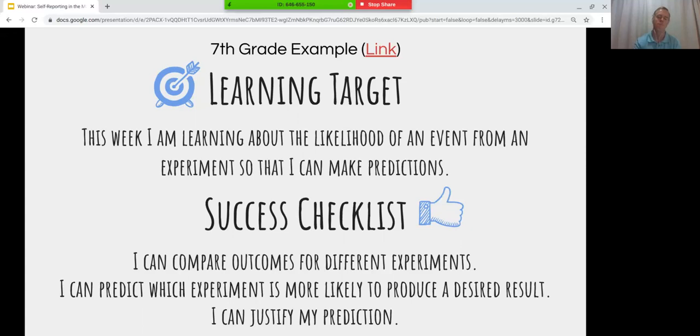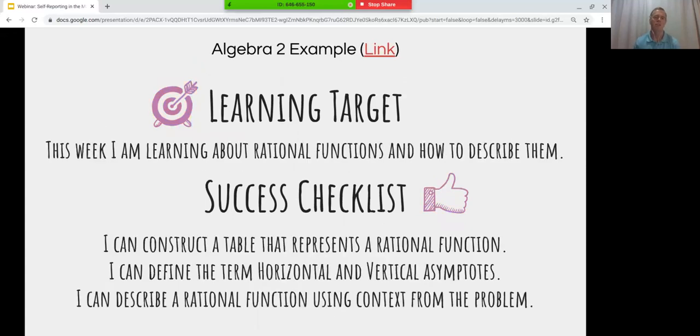And then lastly here, this is an Algebra 2 example from the Math Visions Project. This week I'm learning about rational functions and how to describe them. I can construct a table. I can define the terms horizontal and vertical asymptotes, and I can describe a rational function. Now you'll see that term, I can define.